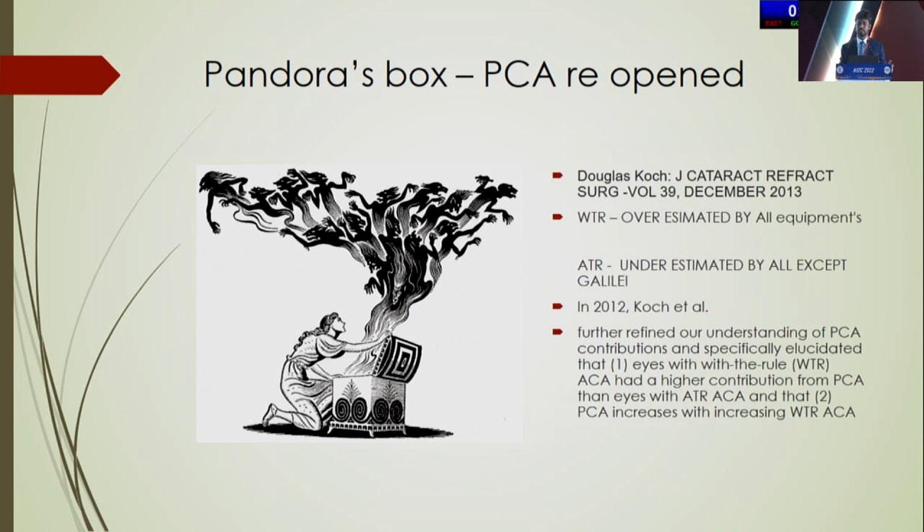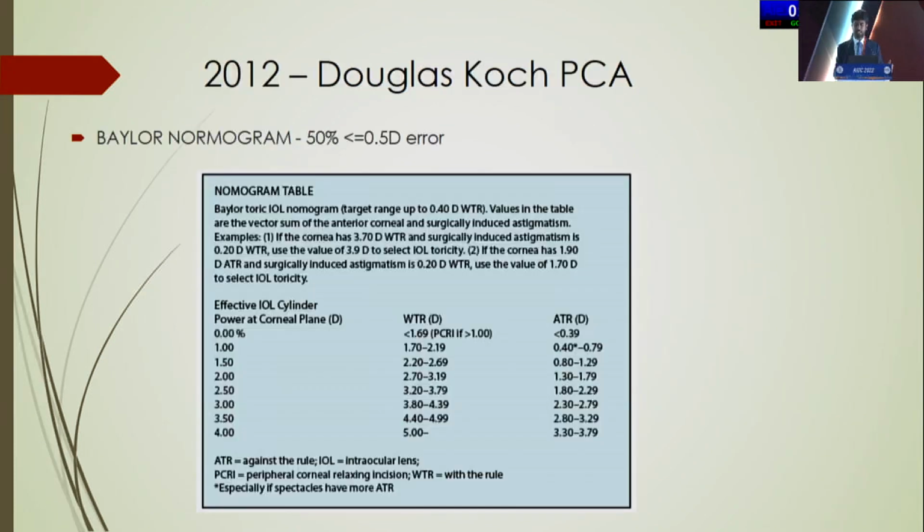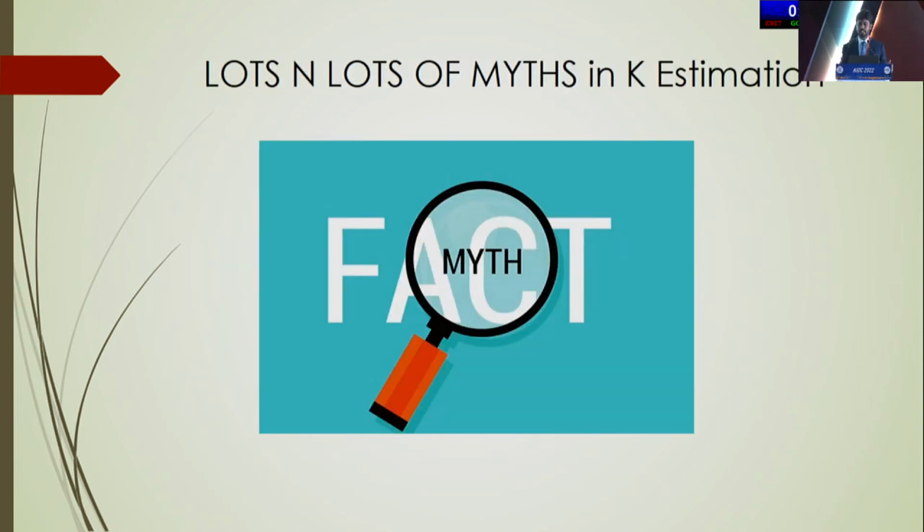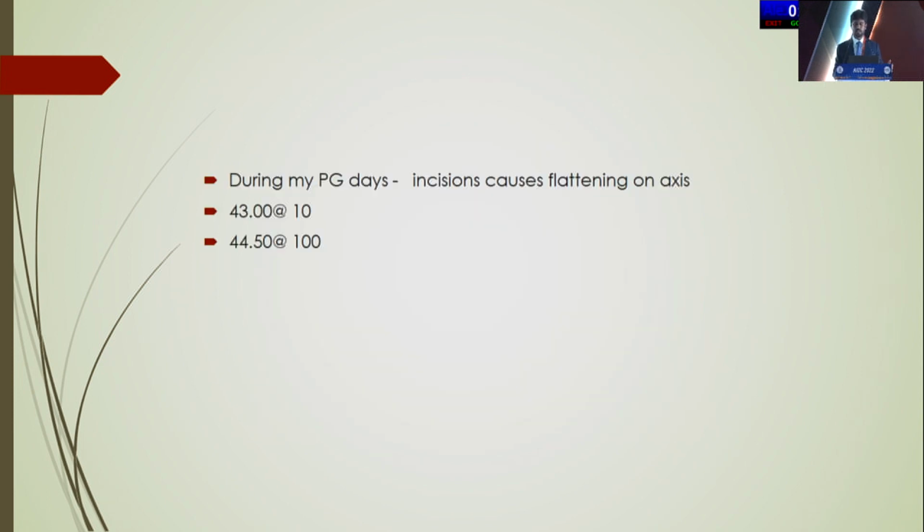However, this was reopened in December 2013 by this landmark trial where Dr. Douglas Koch and co. said most of our patients with the rule astigmatism was overrated by almost all equipments available then, for which, for toric implants, Baylor came out with the nomogram to correct it. And then there were lots and lots of other myths also.